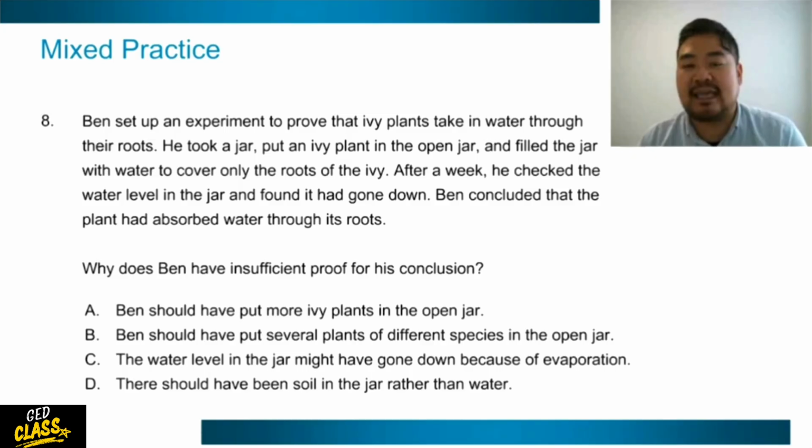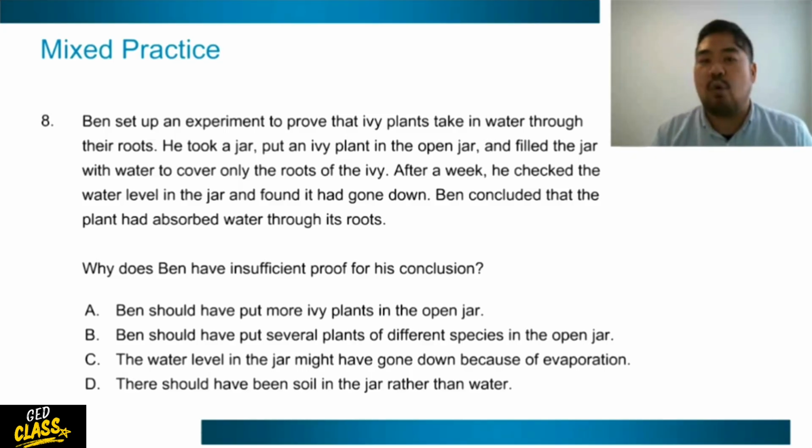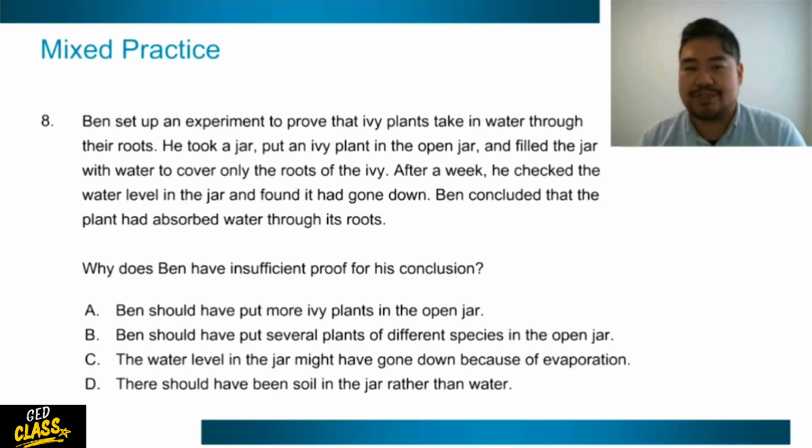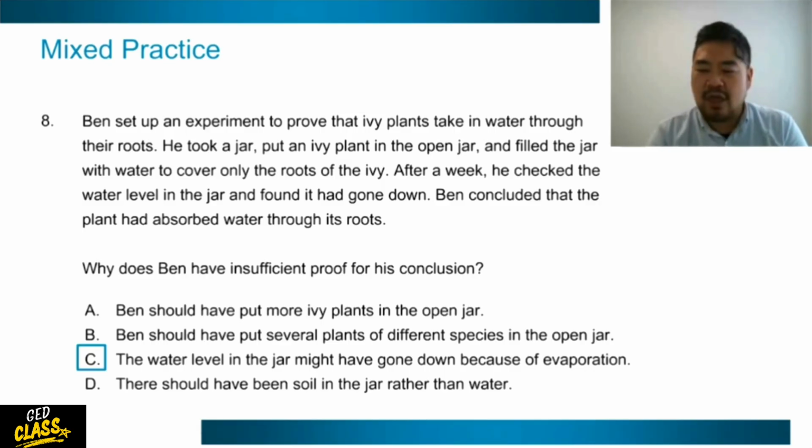An answer choice that might give us a reason why the water level might have decreased instead of just the plant absorbing the water through its roots. Which of those choices gives you that? And that's going to be choice C. The water level in the jar might have gone down because of evaporation. C is your answer. We need something to indicate that there's some other reason why the water level might have gone down. Maybe because of evaporation, maybe because Ben's pet dog started drinking out of the jar with the plant, and it's something to indicate that water level might have gone down for other legitimate reasons. Great work on this one.